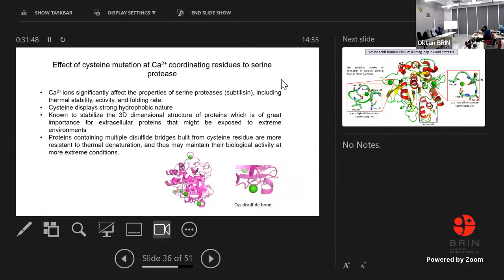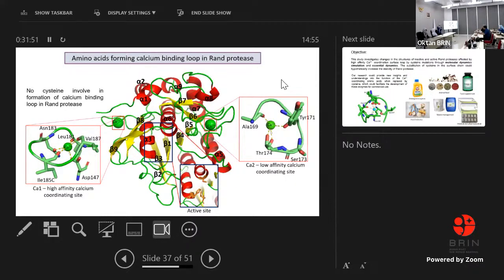Okay, the next one. Compared to other proteases, when we look at the two coordination sites of the calciums in RAN protease, they don't have any cysteine in the calcium loop forming the coordinations for calcium 1 and calcium 2. This is quite different from the other thermostable proteases.